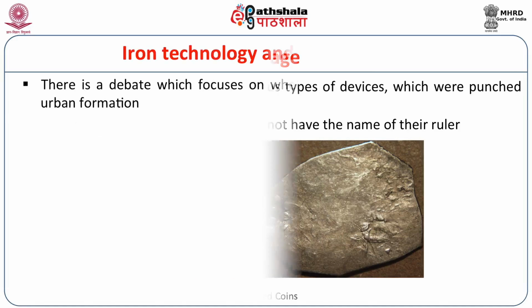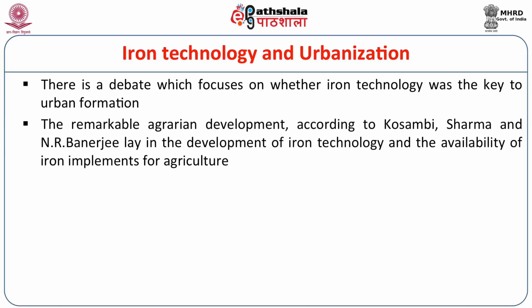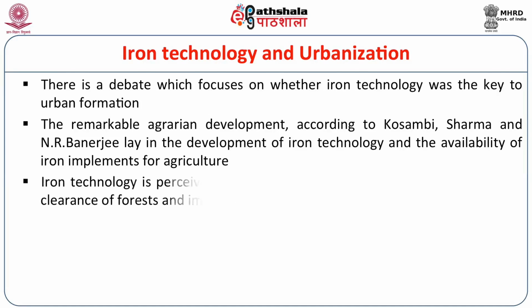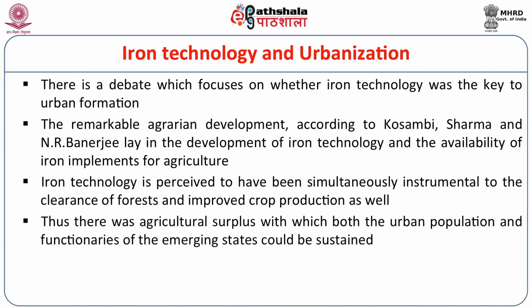Interestingly, when we talk of second urbanization, a very important debate took place among the historians and the archaeologists regarding the use of iron technology in second urbanization. The remarkable agrarian development, according to D.D. Kosambi, R.S. Sharma and N.R. Banerjee, lay in the development of iron technology and the availability of iron implements for agriculture. Iron technology is perceived to have been simultaneously instrumental to the clearance of forests and improved crop production as well. Thus, there was an agricultural surplus with which both the urban population and functionaries of the emerging states could be sustained.